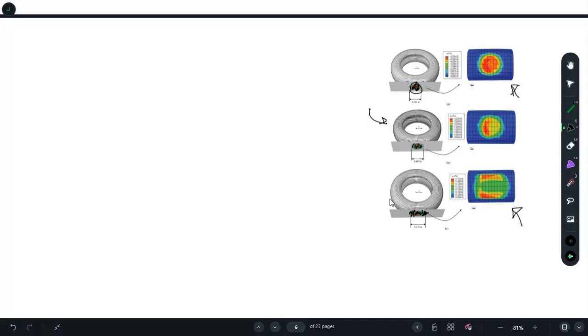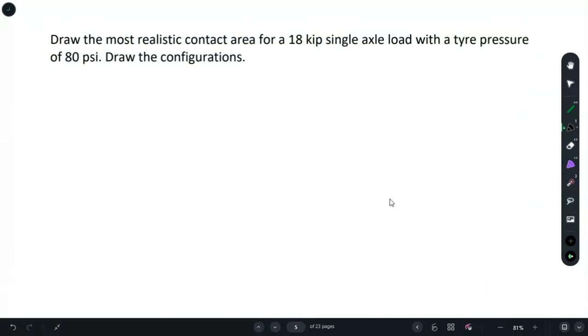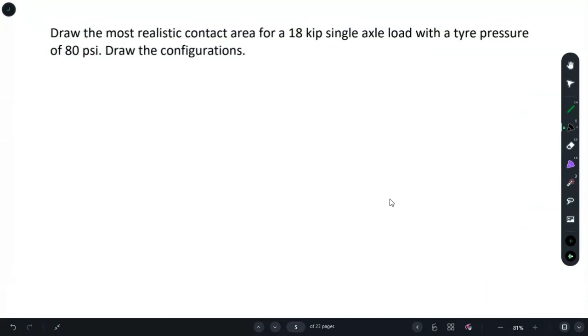Here we have a different kind of shape. So for different shapes, we'll find the figures. But before that, we'll find out the contact area. So how can we find out the area?